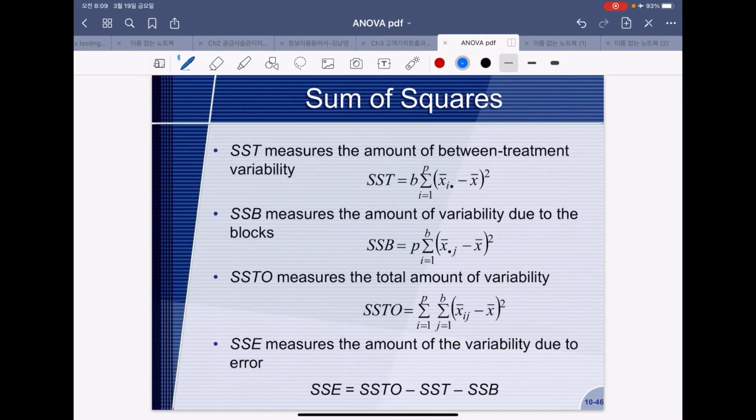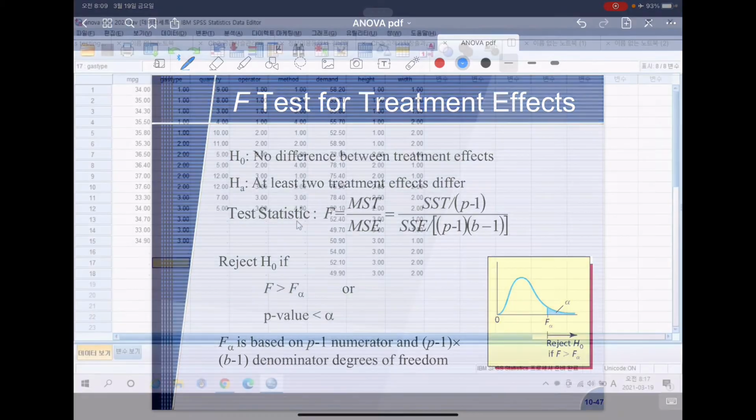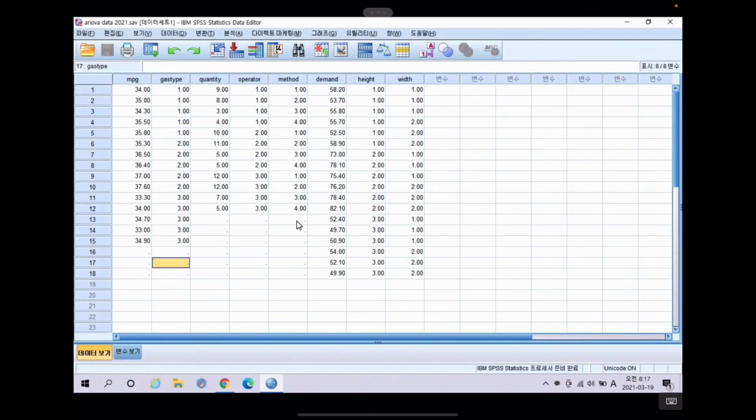We are not going through the computation part, right? I'm going to show you how to use the SPSS for this, and we are going to focus on interpretation of the computer output, right? So let's go to SPSS, okay? So we are in SPSS.